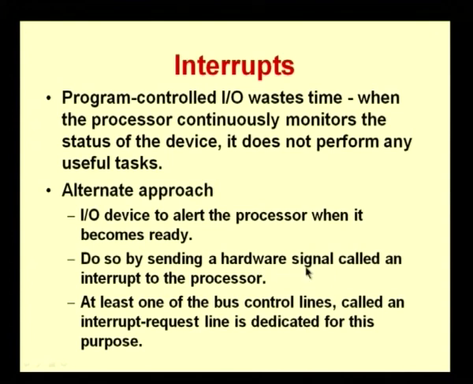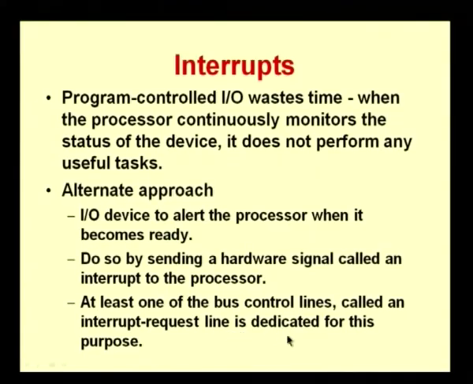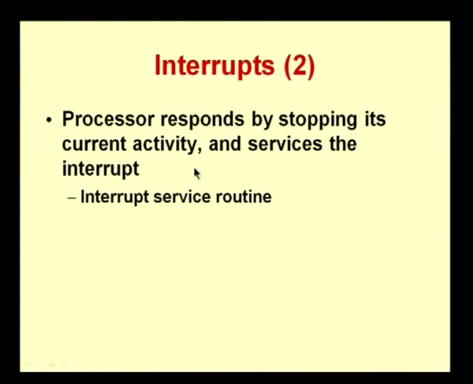When you say it is a separate hardware signal that is to be used, normally one of the bus control lines that we have is dedicated for this purpose, and it is normally called the interrupt request line. So, we have an interrupt request line which is used as a dedicated line to indicate to the processor that an interrupt is being generated by a particular device. This is how we normally handle the interrupt. So, we have a special signal called the interrupt signal which is given to the processor, and a special interrupt request line which is dedicated for this purpose, as one of the control lines in the bus. Now, what does the processor do when it receives an interrupt?